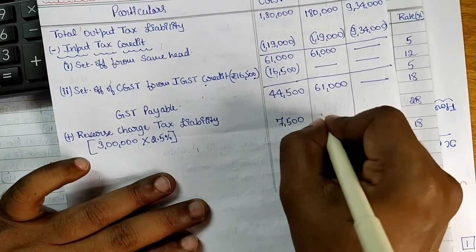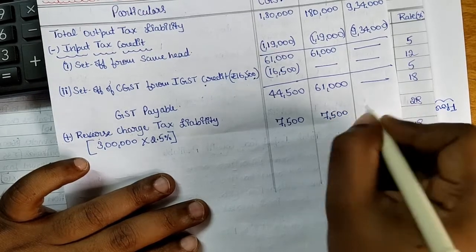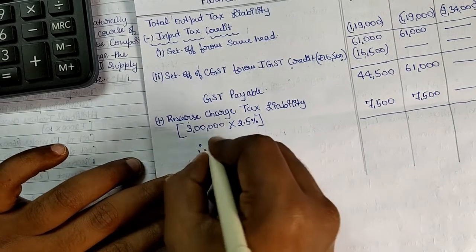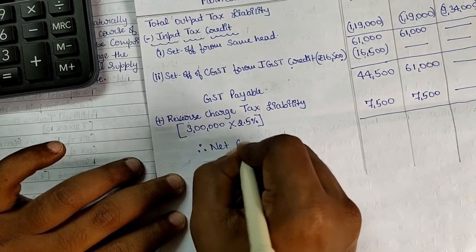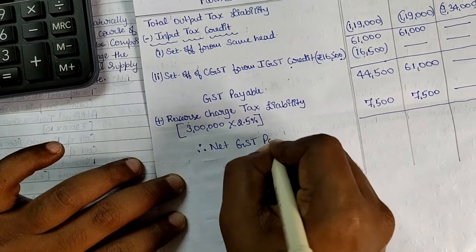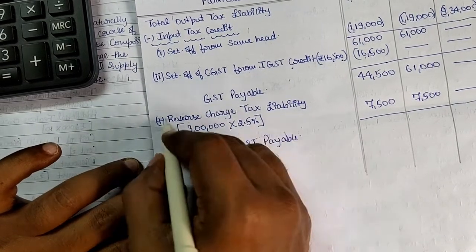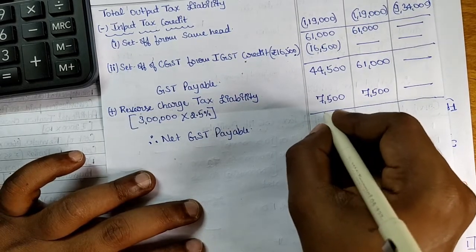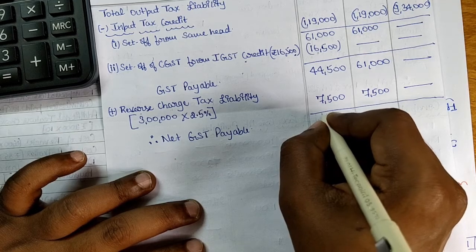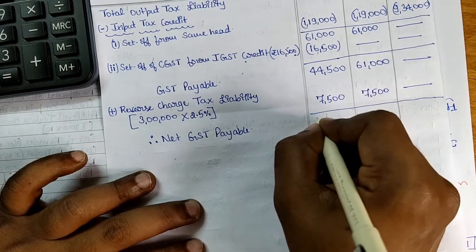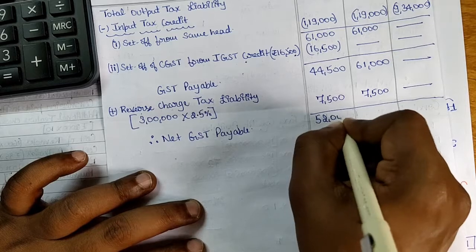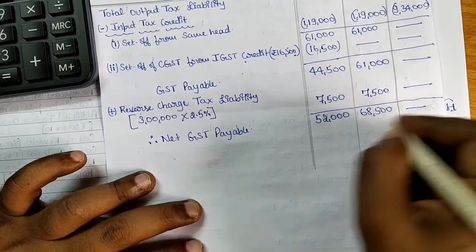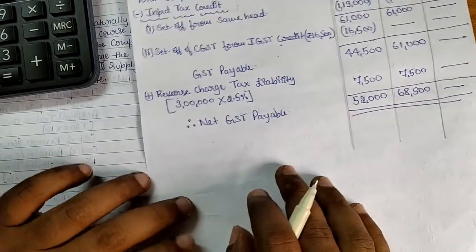Reverse charge tax liability, CGST 7,500, SGST is 7,500. So therefore net GST payable is, here we are adding this, so 44,500 plus 7,500, which is equal to how much? It will be equal to 52,000 CGST. SGST will be around 68,500. IGST is fully paid. So this is the net GST payable.